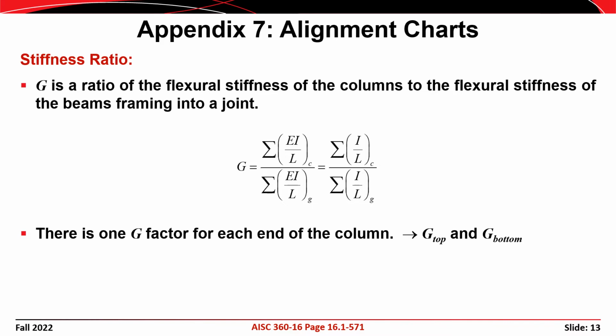Or if you refer back to the charts in the previous slide, they're shown as G sub A and G sub B. These are ratios of stiffness, so it's appropriate that they include the modulus of elasticity. But since the modulus is always the same for the beams and the columns, we typically show G as the sum of I over L for the columns divided by the sum of I over L for the girders at each joint. Conceptually, G is a measure of the amount of rotational restraint provided at each end of the column.